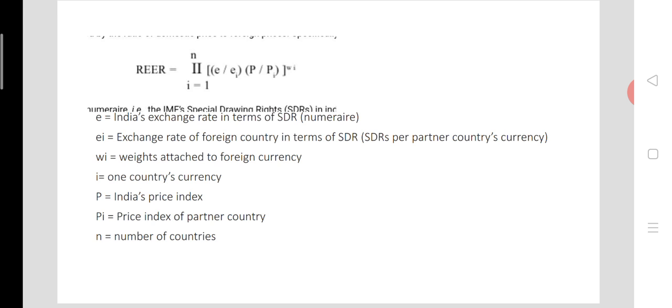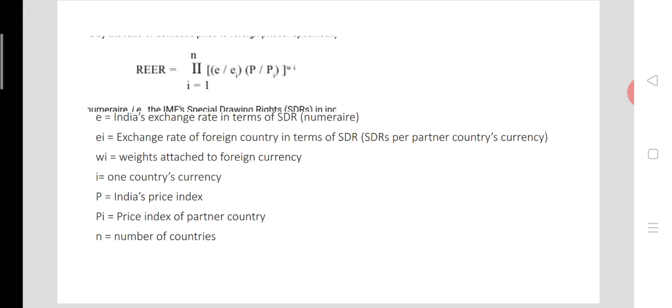E, as you know, is India's exchange rate in terms of SDR, the numerator, divided by Ei. Ei refers to the exchange rate of the particular currency in terms of SDR. If it is the UK pound sterling, then its exchange rate in terms of SDR will be written in that place. P refers to India's inflation, that means India's price index has to be written at the place of P, then divided by Pi. Pi is the particular foreign country's price index. If it is the UK's pound sterling, the UK's inflation represented by its price index has to be written in that place.